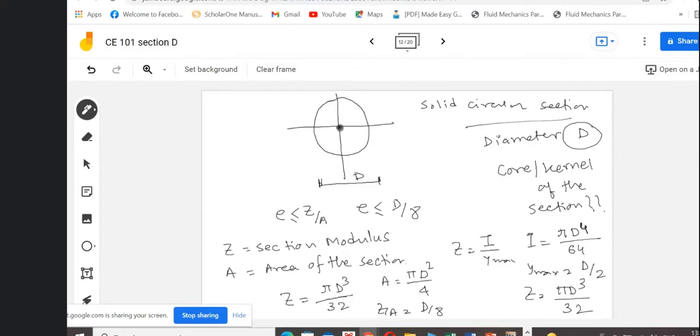So if here to here is D by 8, and here to here again D by 8, here to here again it is D by 8, and here also D by 8, because it is a circular section.